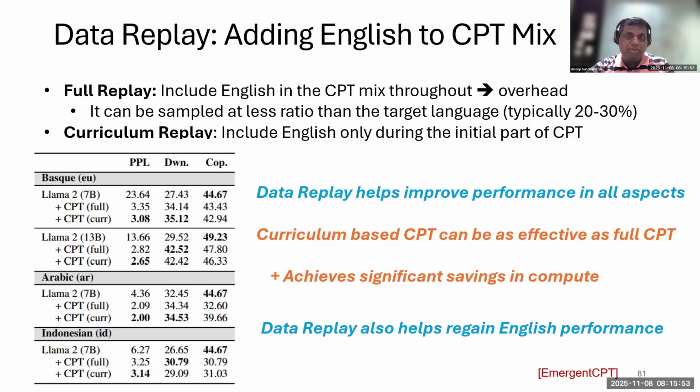So, can we improve upon that? So, one solution is to do something called curriculum replay, where English is used only during the initial part of the continual pre-training. And then after that, you can switch over to completely doing pre-training on the new language. And it can be seen from results that data replay surely helps improve performance in all aspects. So the effects of catastrophic forgetting are mitigated. Curriculum-based CPT can be as effective as full CPT, but you can also achieve significant savings in compute. Data replay also helps you regain English performance, which is what we wanted to do.